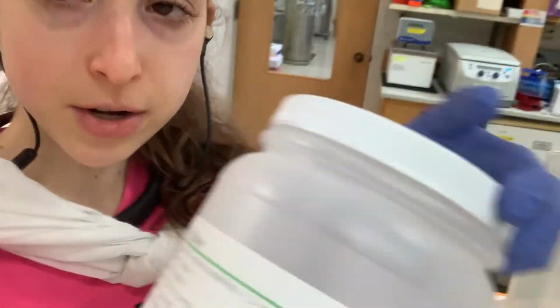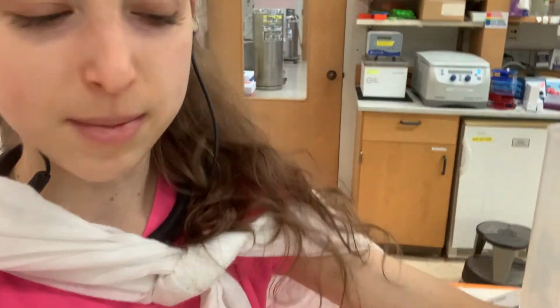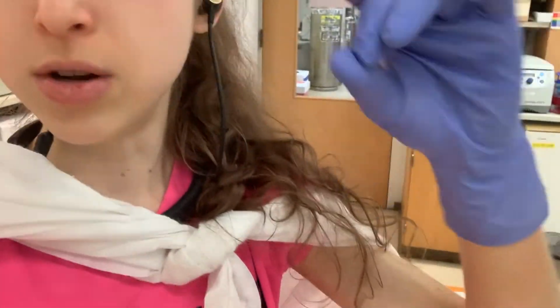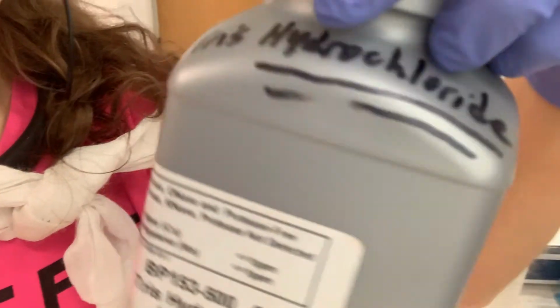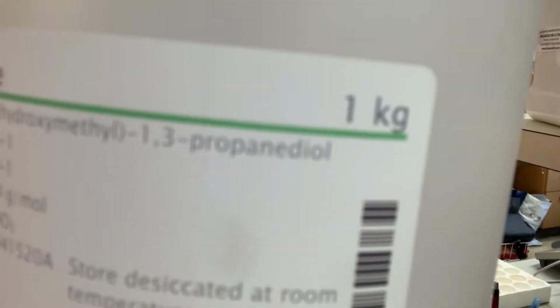It's also important to note that tris base and tris HCl, sometimes called Trisma, I think it's a brand name, have different formula weights. With the HCl, it's 157.6 grams per mole. With the base, it's 121.14 grams per mole.